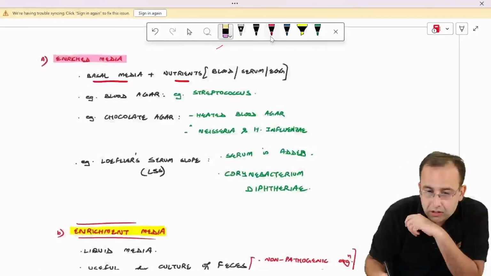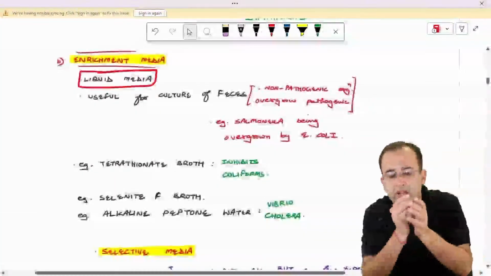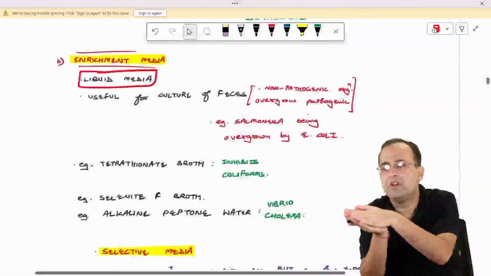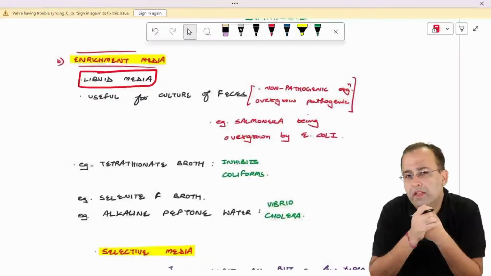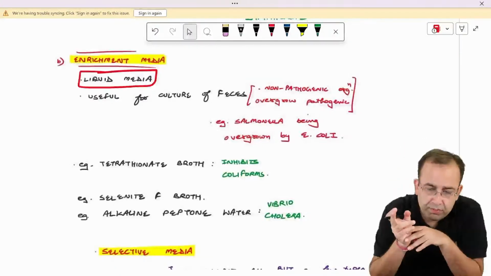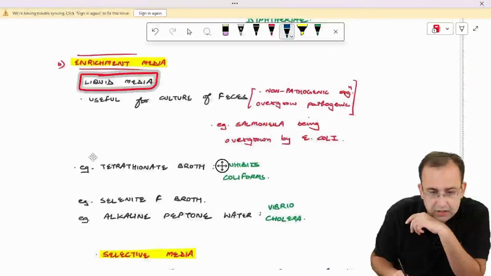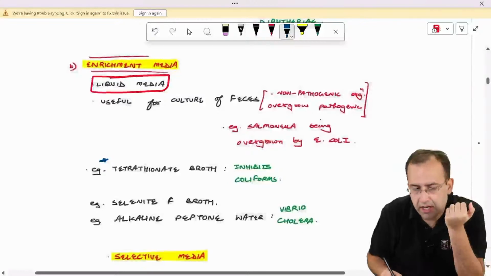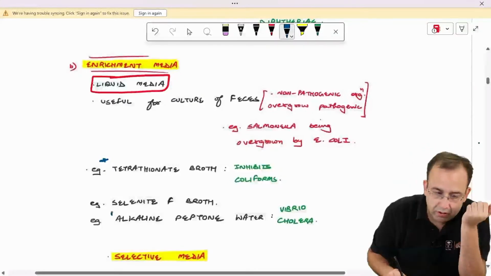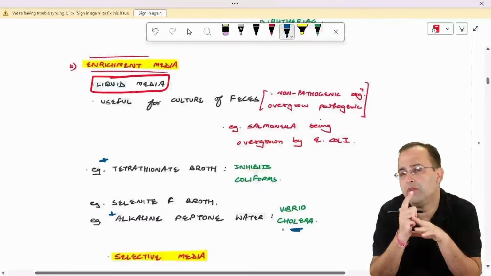Versus enrichment media, extremely important, which are liquid media. Enrichment media are liquid media useful for culture of feces. Why? In fecal matter, the non-pathogenic organisms usually overgrow the pathogenic ones. Which is the most common fecal commensal? E. coli. E. coli overgrows Salmonella. To prevent that, we use enrichment media. These are tetrathionate broth, which inhibits coliforms, selenite F broth, and alkaline peptone water, which is used for Vibrio cholerae. So enrichment media are liquid media.